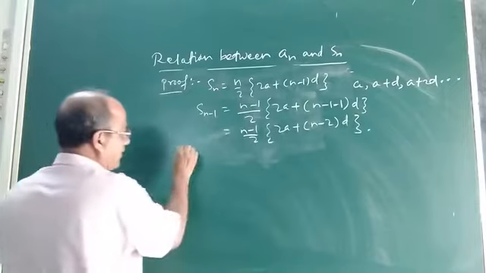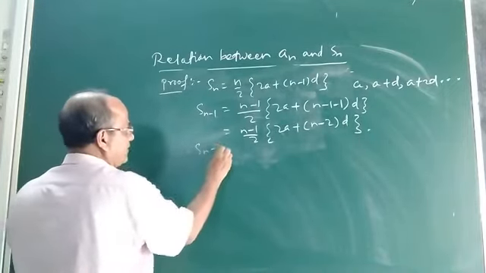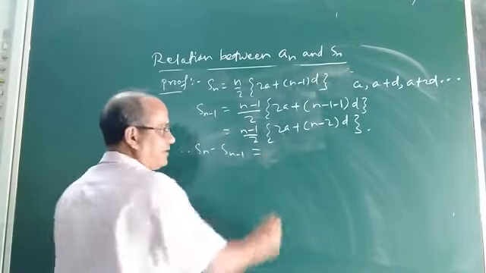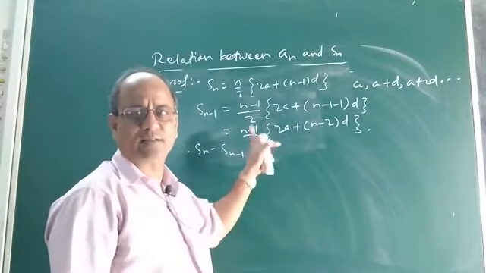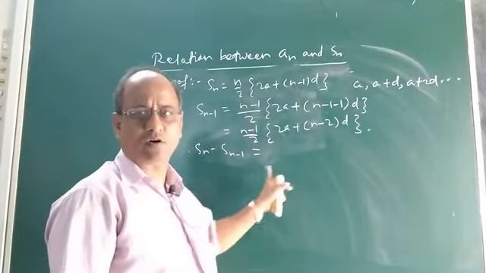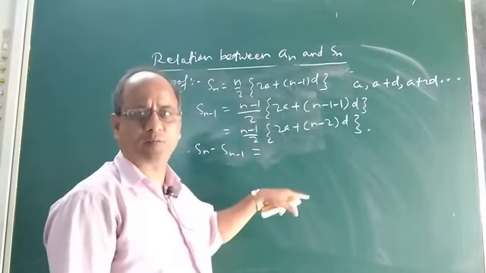Now let us find out the difference Sn minus Sn minus 1. Find the difference and see whether it is coming an or not, whether it is equal to an, the general term of the AP, or not.